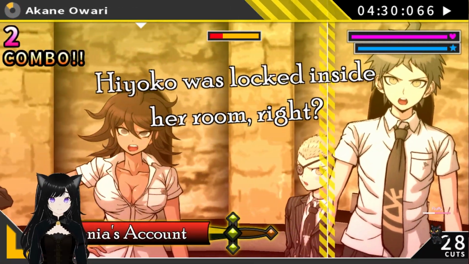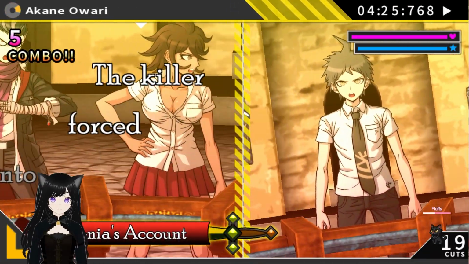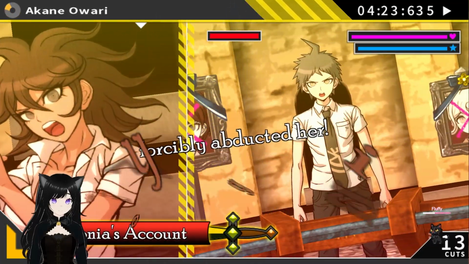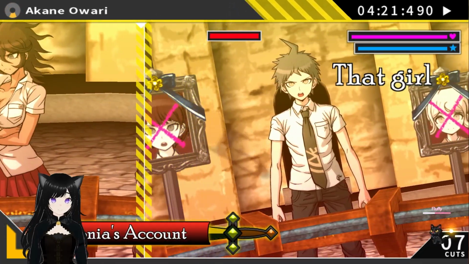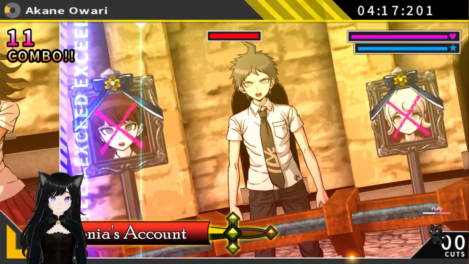Hiyoko was locked inside her room, right? She definitely got abducted or something. The killer forced their way into Hiyoko's room and forcibly abducted her. The girl is so small and weak looking. And that's why the killer targeted her. There we go.